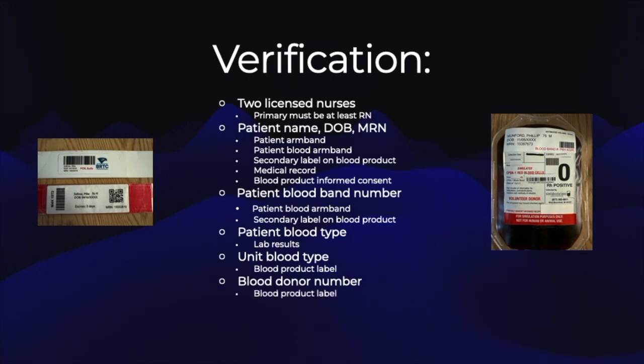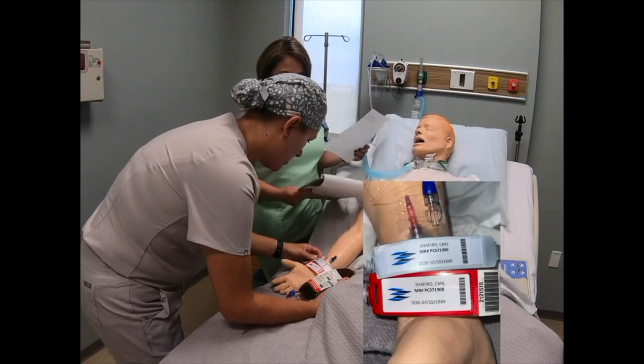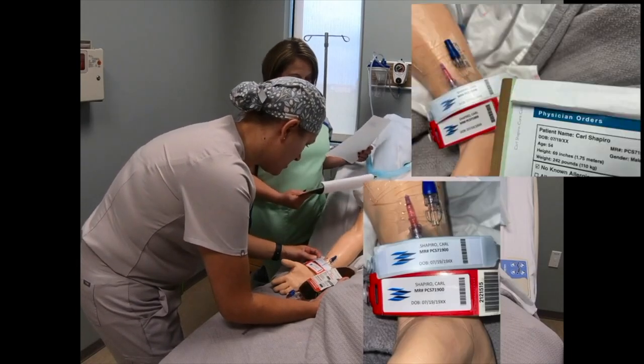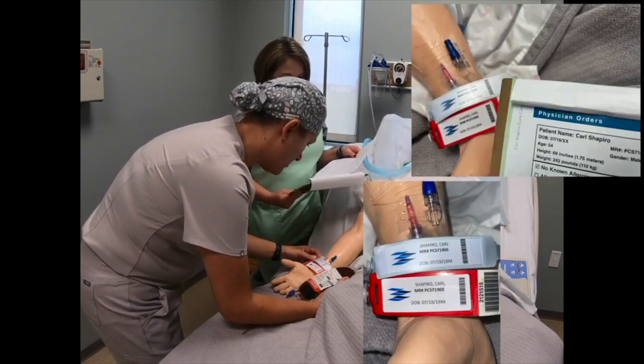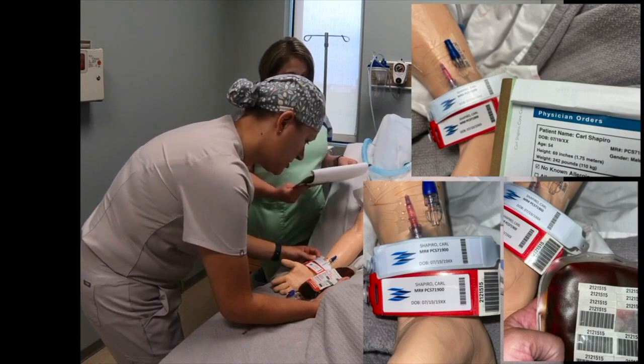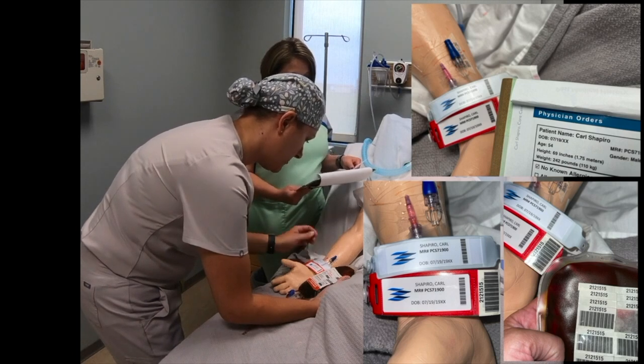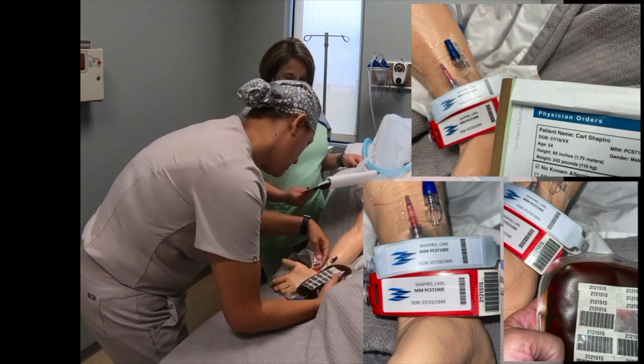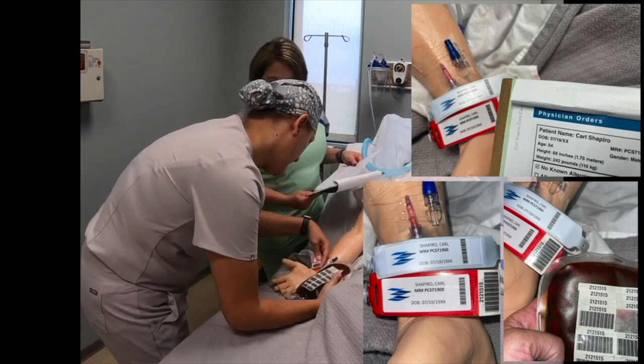Watch here as a verification of a transfusion is performed. Okay, today we have Carl Shapiro. Date of birth is July 19th. Medical record number PCS 71900. Patient type O negative. Unit type O negative. Unit number 2121515.